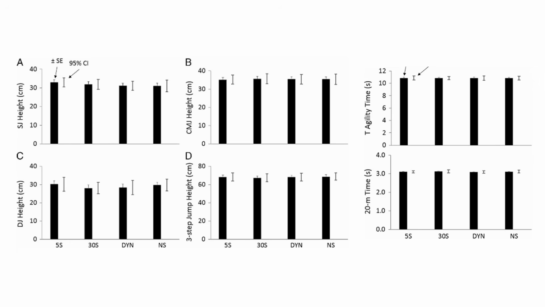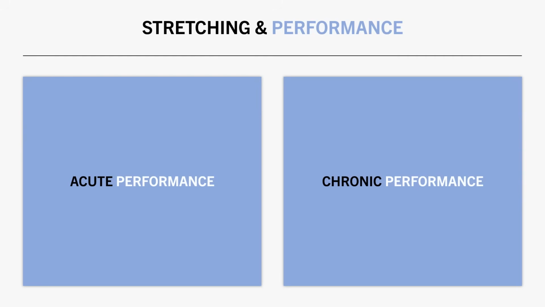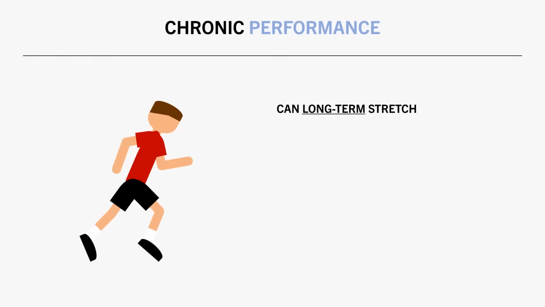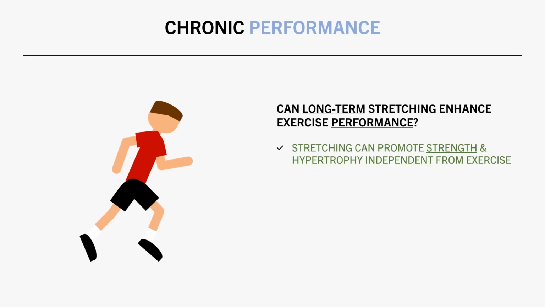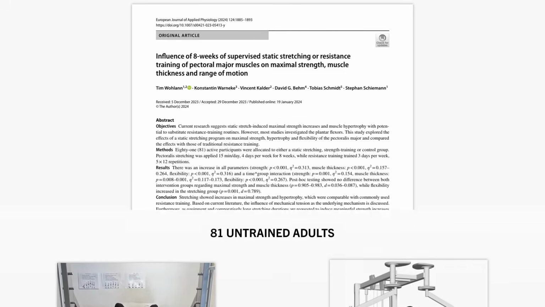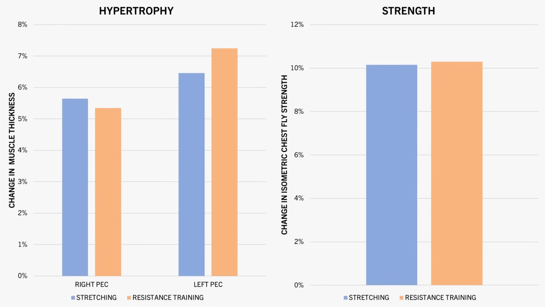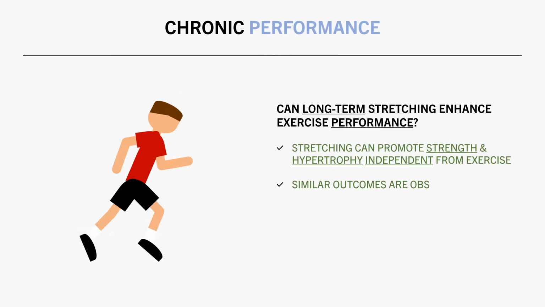But what about for chronic performance outcomes? Can long-term stretching performed separately from exercise improve performance? Strangely enough, stretching seems to induce some degree of muscle growth and strength development independent of exercise. For example, this study compared the effects of pec stretching for 15 minutes per day, 4 times per week, versus chest fly resistance training for 5 sets of 12 reps, 3 times per week. After 8 weeks, it was found that both interventions resulted in similar increases in pec muscle thickness as well as isometric strength.